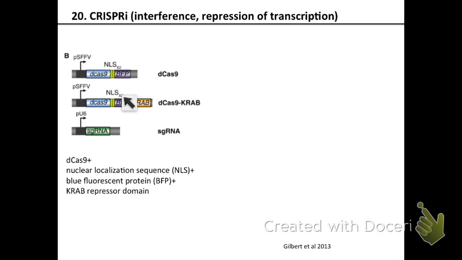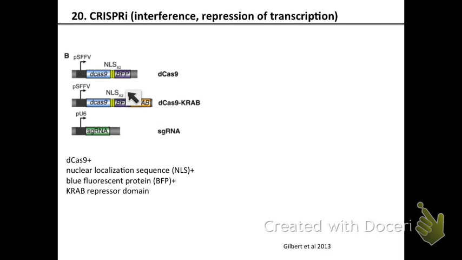So they want to send the dCas9 into the nucleus, and they put in this nuclear localization signal. Then they fuse this followed by a blue fluorescent protein, so they can see the protein inside the nucleus and make sure it's where it's supposed to go. And then they fuse a protein domain called the KRAB domain, a repressor domain from a transcription factor called KRAB.